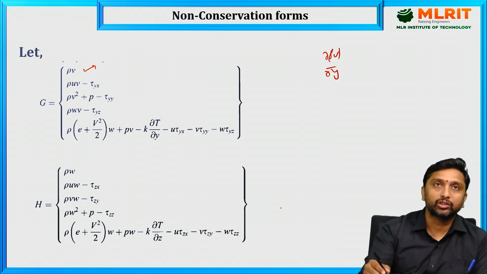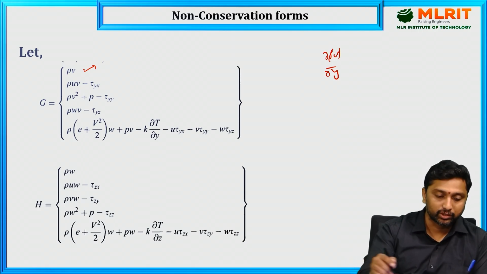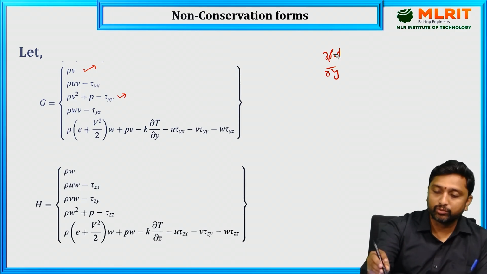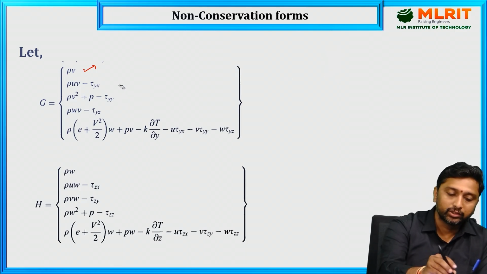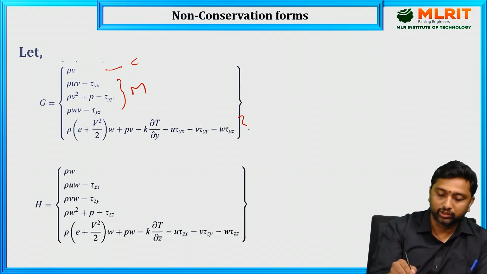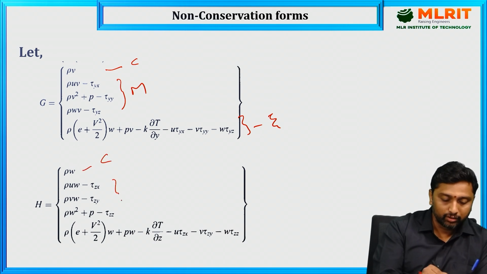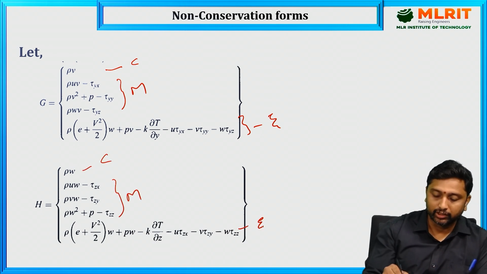Similarly, the divergence term, ∂(ρv)/∂y minus τxy. This is a pressure term. So x momentum, y momentum, and z momentum. This is the continuity equation. These three are the momentum equations. This is from the energy equation. Again, continuity, momentum, and energy equation.